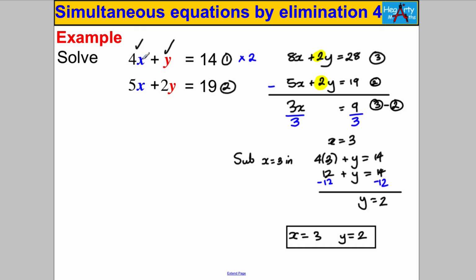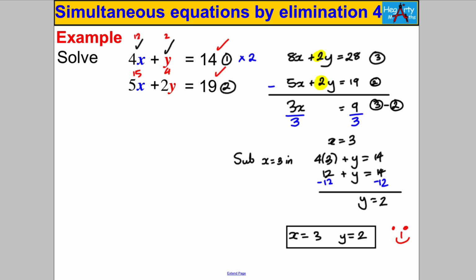4 times 3 is 12, add 2 is 14. Done there. 5 times 3 is 15. 2 times 2 is 4. 15 add 4 is 19. Put your little smiley face to say you've checked it. And there you go. That's it.